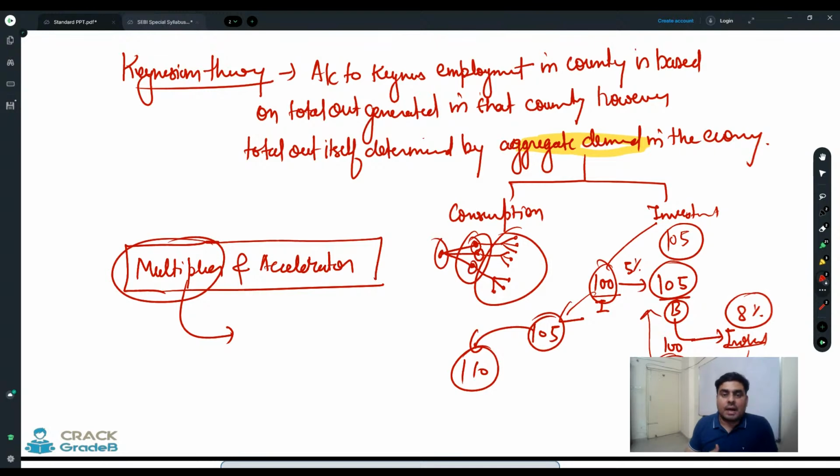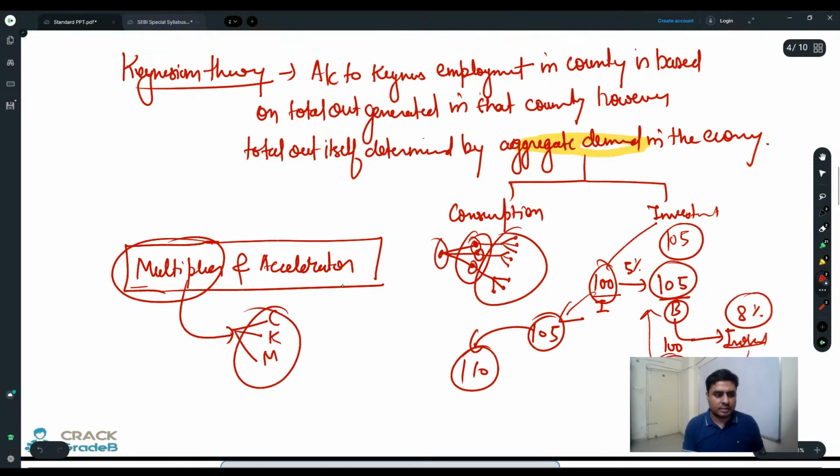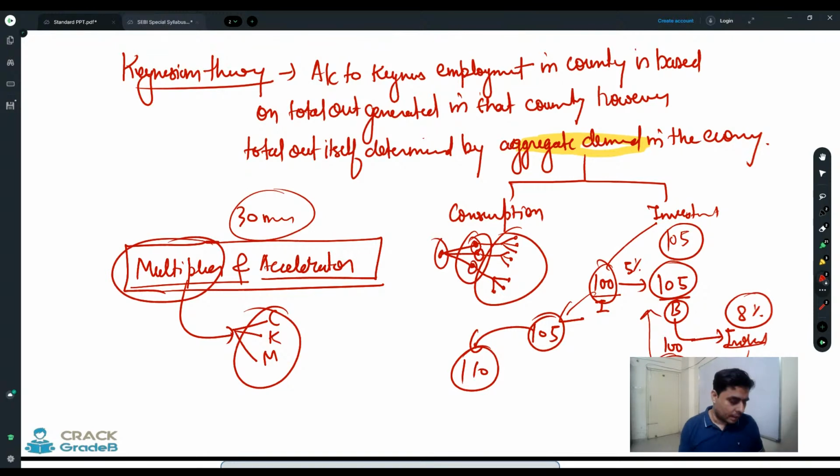Okay, so the multiplier works in that manner, right? And when we have to accelerate this process of multiplication, then we will call this the accelerator process. So this is the basic thing about the multiplier and accelerator, and we have to see what the classicals, the Keynesians, and the monetarists say about this. It will take hardly 30 minutes in the next class, right? Then I'll discuss a few keywords with you, and after that we will go for the 1.5 hour session of the RBI, right?